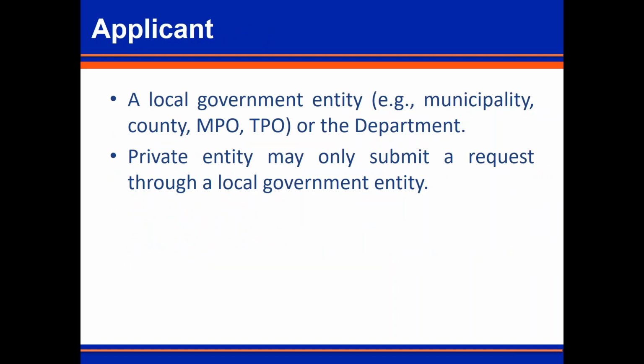So who can submit a lane elimination project request? This can be found in section 126.1, and that would be a local government entity, such as a municipality, county, MPO, or TPO, or the department itself. In addition, it's important to understand that a private entity may only submit a request through a local government entity.